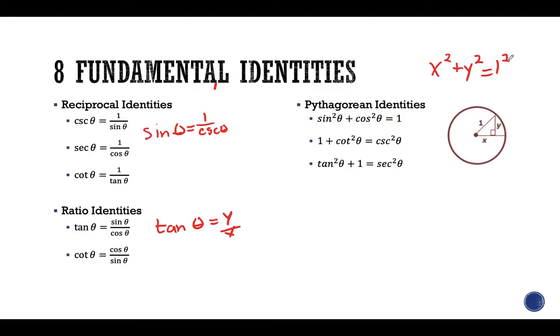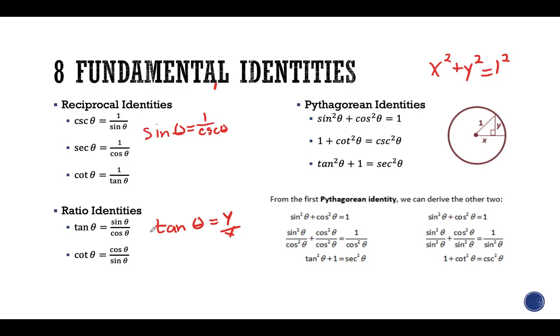But hopefully that helps you remember that Pythagorean identity because we're going to use that a lot, right? Now, all the other Pythagorean identities are based off of that first one, all right? And so just to illustrate how we came up with 1 plus cotangent squared equals cosecant squared, and the third identity, tangent squared theta plus 1 equals secant squared theta, they are all based on that first Pythagorean identity, okay?